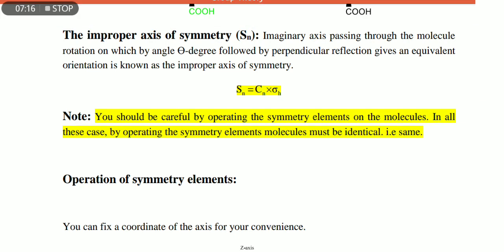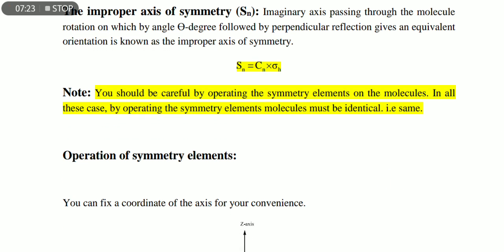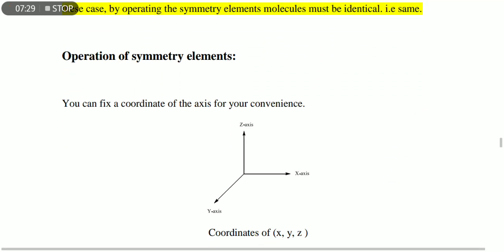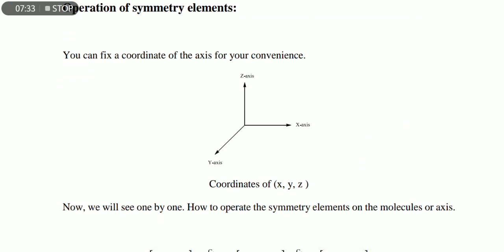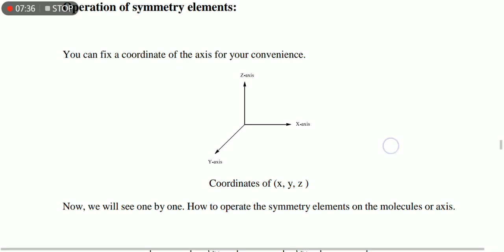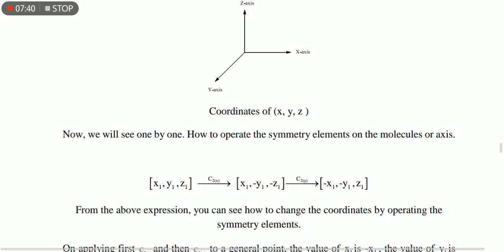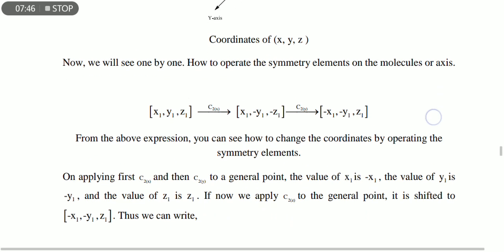You should be careful when operating the symmetry element on the molecule. In all cases, by operating the symmetry element, the molecule must be identical. For the operation of a symmetry element, you can fix a coordinate of the axis for your convenience. Suppose this is the x-axis, y-axis and z-axis. Now we will see one by one how to operate the symmetry element on the molecule or axis.